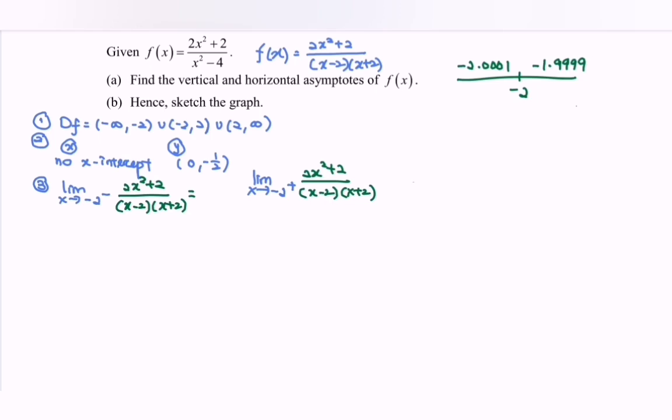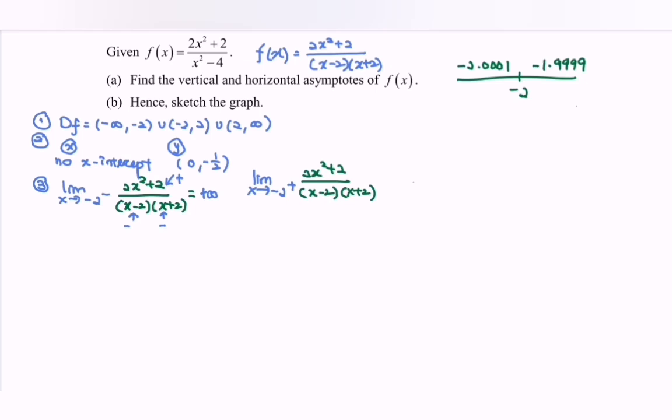In this part, we have two methods. Number one is to substitute and then determine whether each factor is positive or negative. Second, we may use a calculator to calculate the value. If we substitute negative 2.0001, the numerator is positive, the factor x − 2 is negative, and the factor x + 2 is negative. So as a conclusion, it is positive infinity.